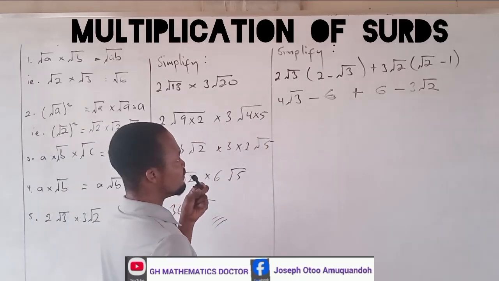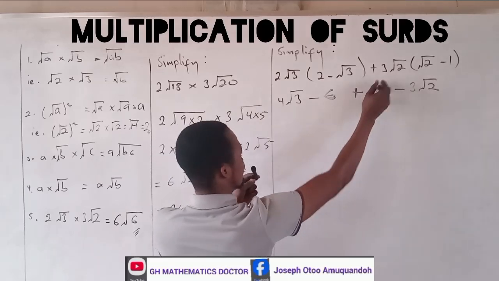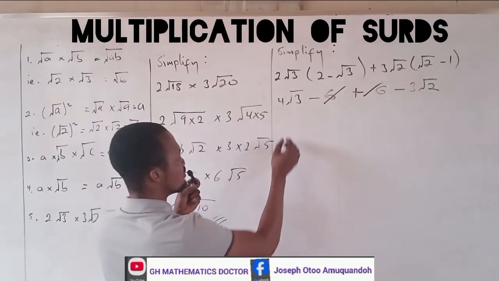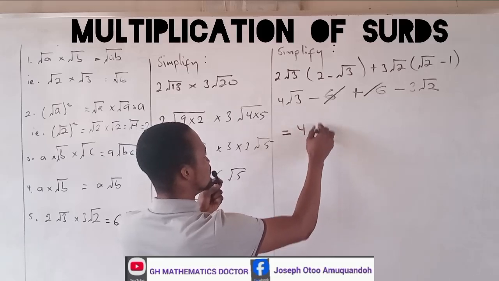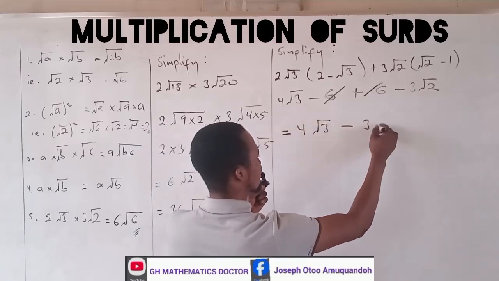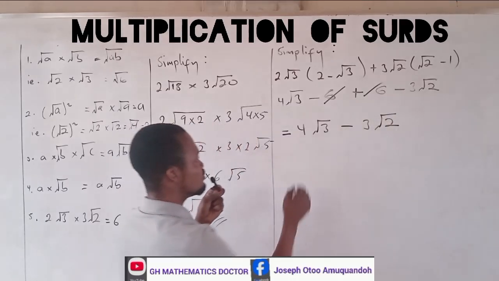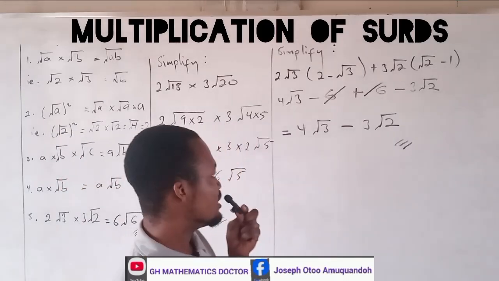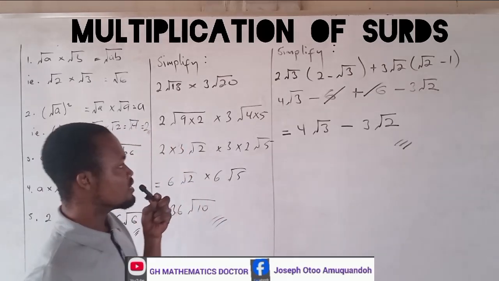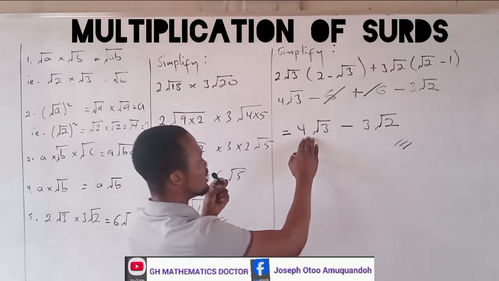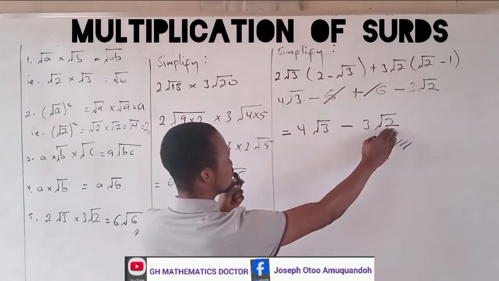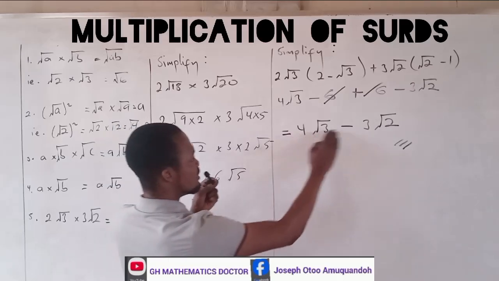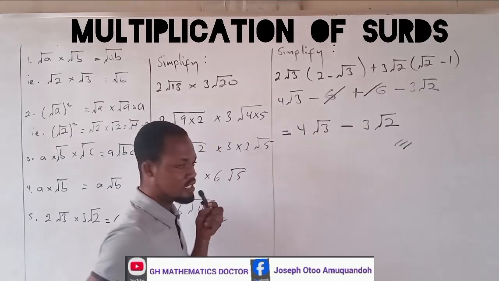All right, so we need to simplify this. Negative 6 and positive 6 are going to cancel to become 0. Then we write our final result. So our final result is 4 root 3 minus 3 root 2, and that will be our final answer. You remember when we learned subtraction of surds, we said that we can only subtract the coefficients when the numbers in the square root are the same. In this case, the numbers in the square root are different, so we can't subtract the coefficients. So you leave your answer in this form, and that is it.